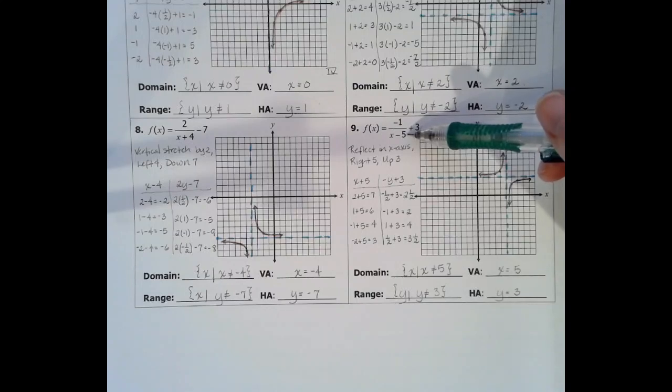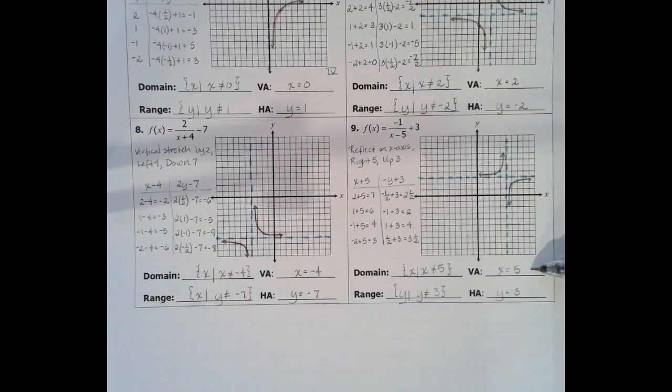So I've got x minus 5 down here, so I'm going to set that equal to 0 and solve for x. I get x equals 5, so that's my vertical asymptote, which means the domain is all real numbers except that x cannot equal 5. And then for the range, come back up here, we have a +3, so the horizontal asymptote is y equals 3, which means the range is all real numbers except that y cannot equal 3, because it's a horizontal asymptote, right?